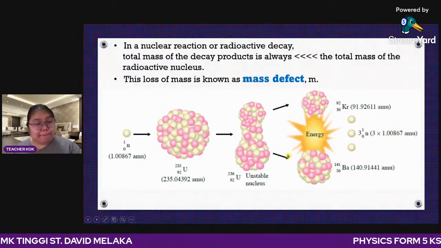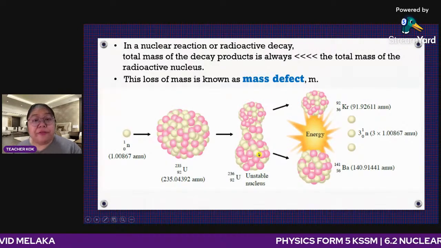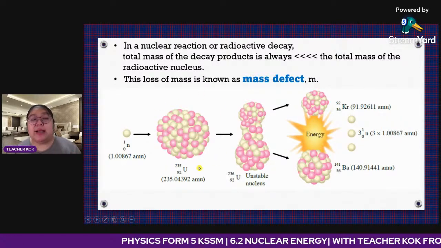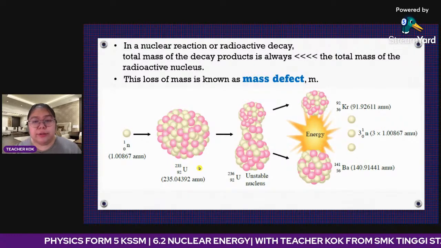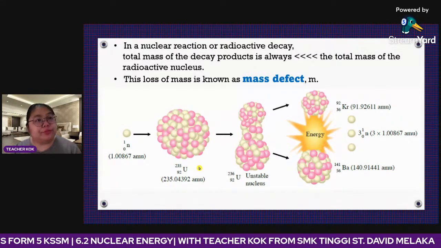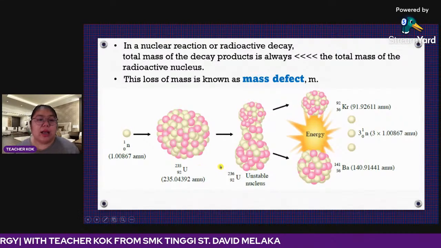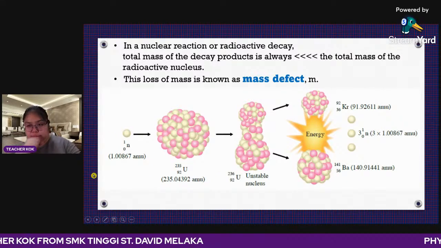This part is an example for nuclear fission. How do I know it's a fission? Because the uranium is a bigger size, and after that you can see it split. When you see the split, surely it's a nuclear fission. So from here, the labels for you.